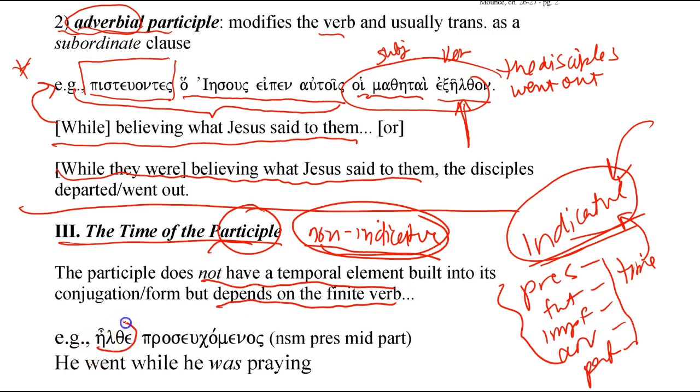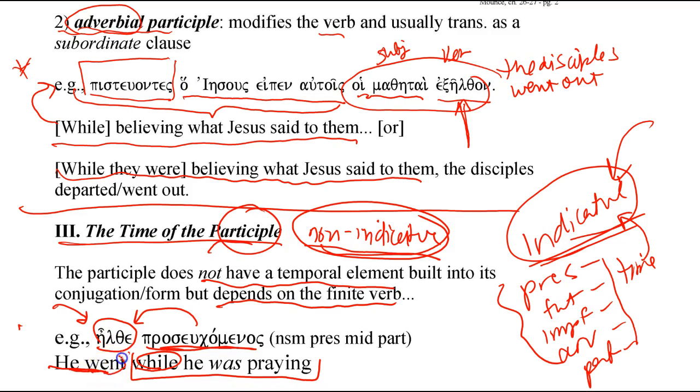So here, elthe, this is he went. And then we have the participle praying. Now, because he went is past time, and the way this present participle is being used is that the time of the participle and the time of the main verb are supposed to be simultaneous. It's supposed to be simultaneous time. That's why we translate this as while, to show in our translation that we know that the action of the participle happens at the same time as the action of the main verb.